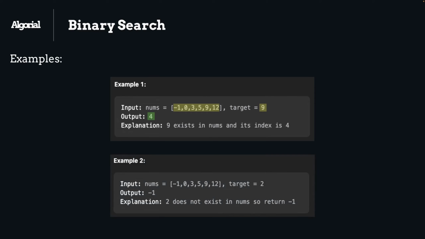Second example, again we have the same sorted array and this time we are looking for number 2, which does not exist, and we might return -1 for non-existing numbers. Let's see how we might solve this.